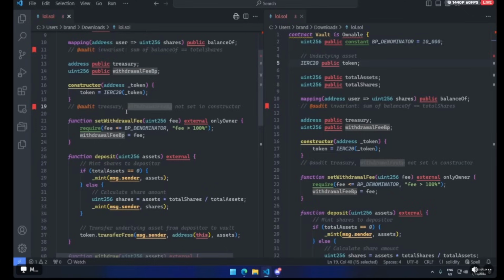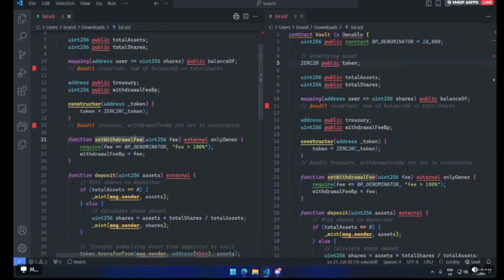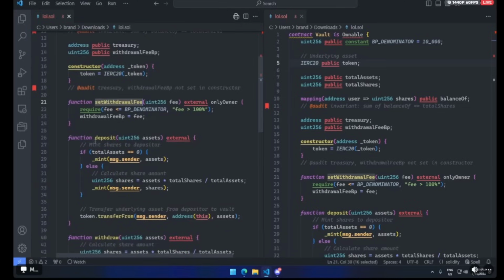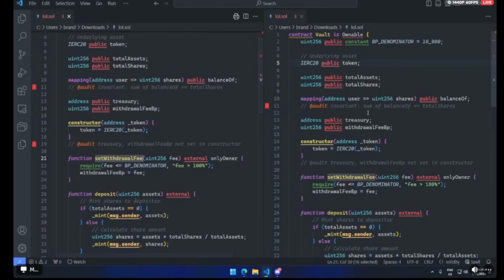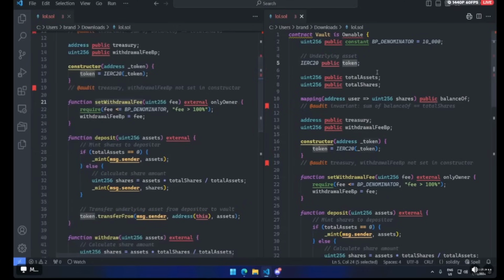After that, going back to the state life cycle that I mentioned just now, I'll look at the admin setter functions first. Because before you look at all the user functions, you need to know how the contract is configured. What is withdrawal fee BP set to? What is treasury set to? And what token will be set to? You need to keep this in mind while you're auditing.